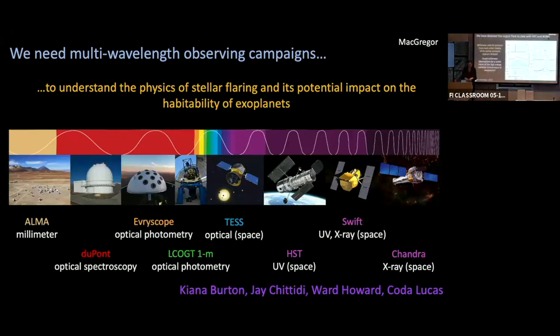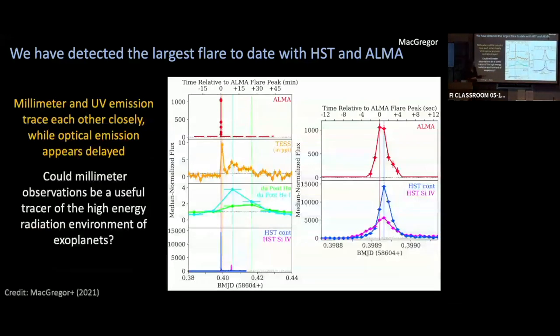So the first result that we published from this was this flare, which is the largest flare we've ever detected from Proxima Centauri. So this is showing stepping through in wavelength the ALMA data in red, then TESS, the DuPont H-alpha and helium-1 lines, which are known flare tracers, Hubble, both in the continuum and in silicon-4. And then the right panels are zooming in just on ALMA and Hubble compared to each other.